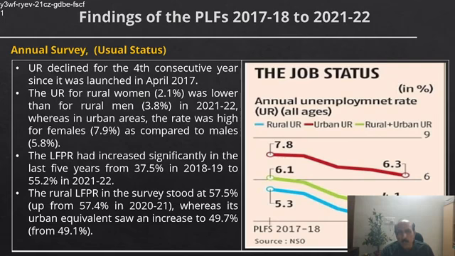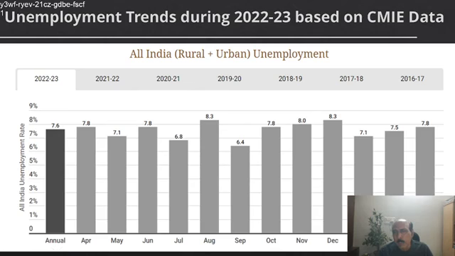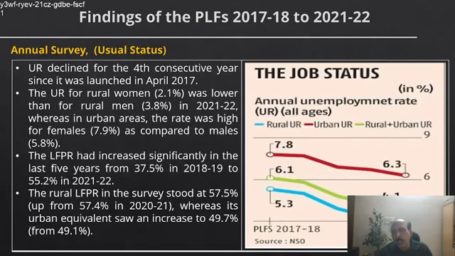It means it has improved because the labor force participation rate has improved. The labor force participation rate has improved because the government claims that more employment opportunities are generated in the economy. As a result, more and more people are participating in the labor force and the labor market. They are getting jobs, and therefore the rate of unemployment is falling. If you take the quarterly data, you find the same kind of conclusion. This is the trend which has emerged using the PLFS data, which is released by the government based on their annual and quarterly surveys.